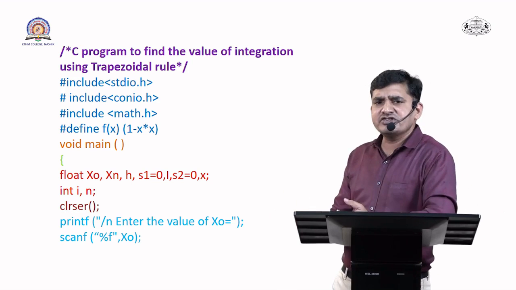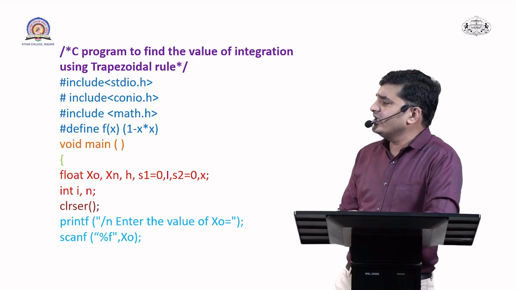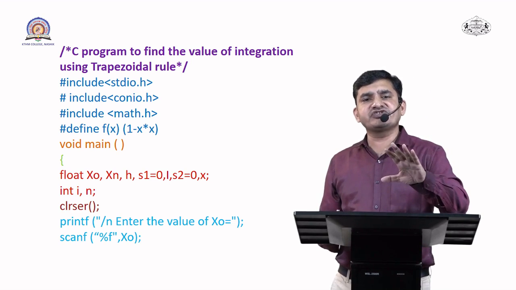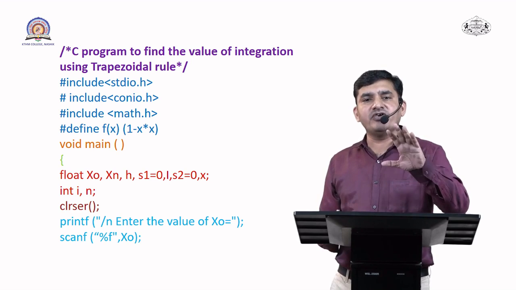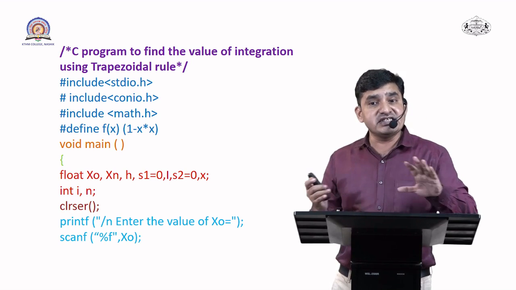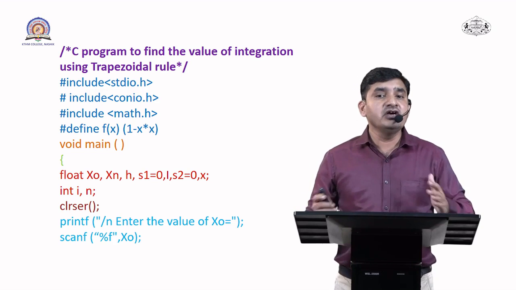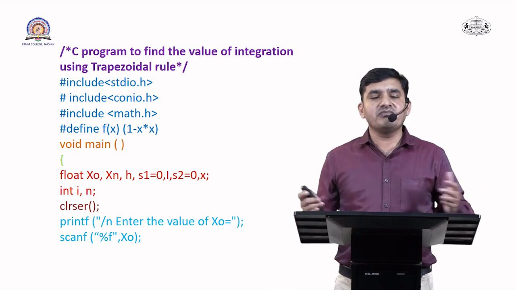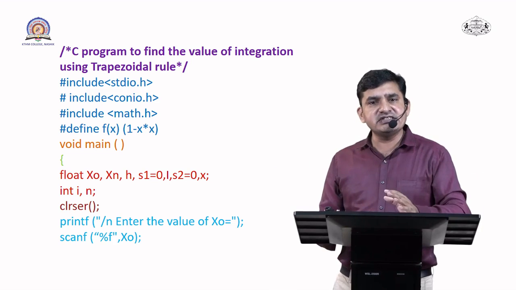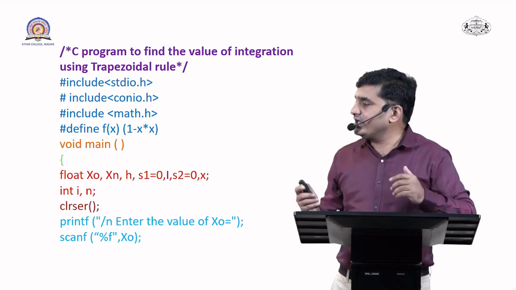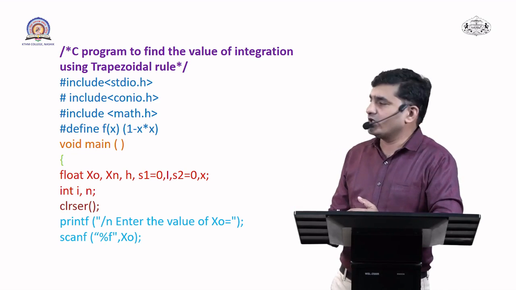Then we use a printf function here. Enter the value of x0. Now this message is displayed on the screen. Printf is an output function which is used to display a particular message on the screen. That message is enclosed in double inverted commas and terminated with a semicolon.